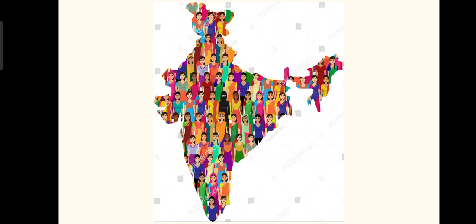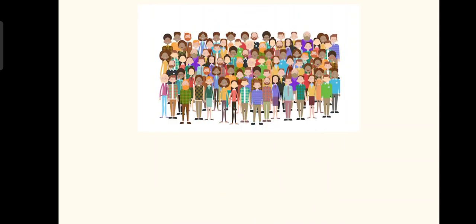So students, this is a map of India, and as we all are aware, India is the most populated country in the world. We have even overtaken China for the same. Yes, ma'am. Yes, and now we are going to understand the various elements of population. First of all, students, I want you all to tell me what do we mean by population?